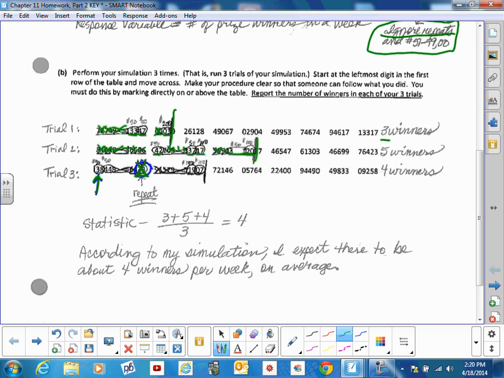3 winners. In the second trial, 5. In the third, 4. And then your statistic will be averaging that. So I had that many averaged amongst 3 trials to get an average of 4. So according to my simulation, I expect there to be about 4 winners per week on average. Okay.